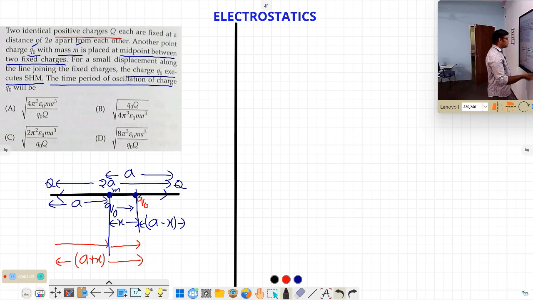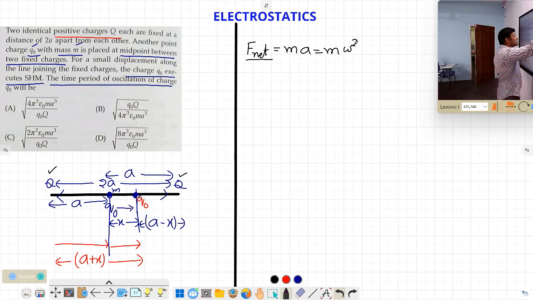To explain the derivation, first you have to understand net force, because any particle which is oscillating has acceleration, and that acceleration is due to force. If a number of forces are acting, you have to take the net force. In this case, two capital Q charges repel this Q naught, so there are two forces, and we have to take the net force. The net force gives the concept of oscillation. So net force equals mass into acceleration, that is m into omega square x, and we can also write this in terms of time period later.